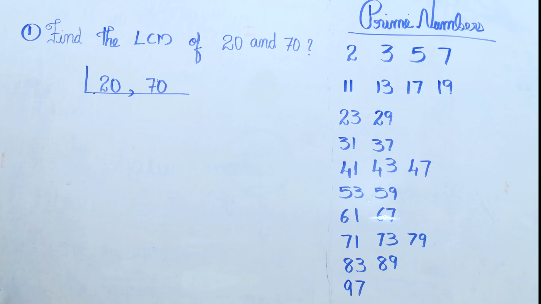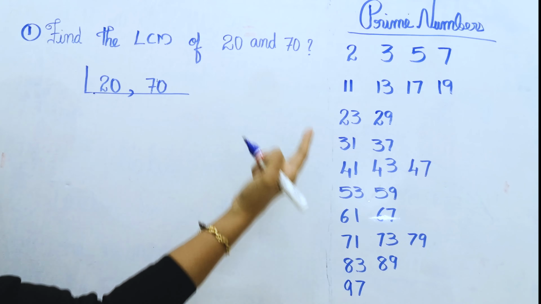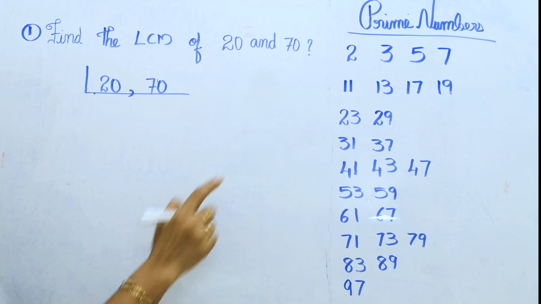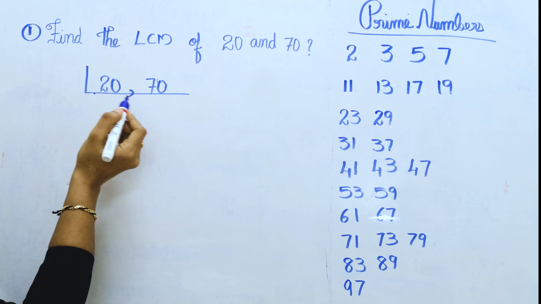Here is our first example. Find the LCM of 20 and 70. I have written the prime numbers which come between 1 and 100. There are 25 prime numbers between 1 and 100, so I have written them there. So it is easy to find out which prime numbers divide these numbers.